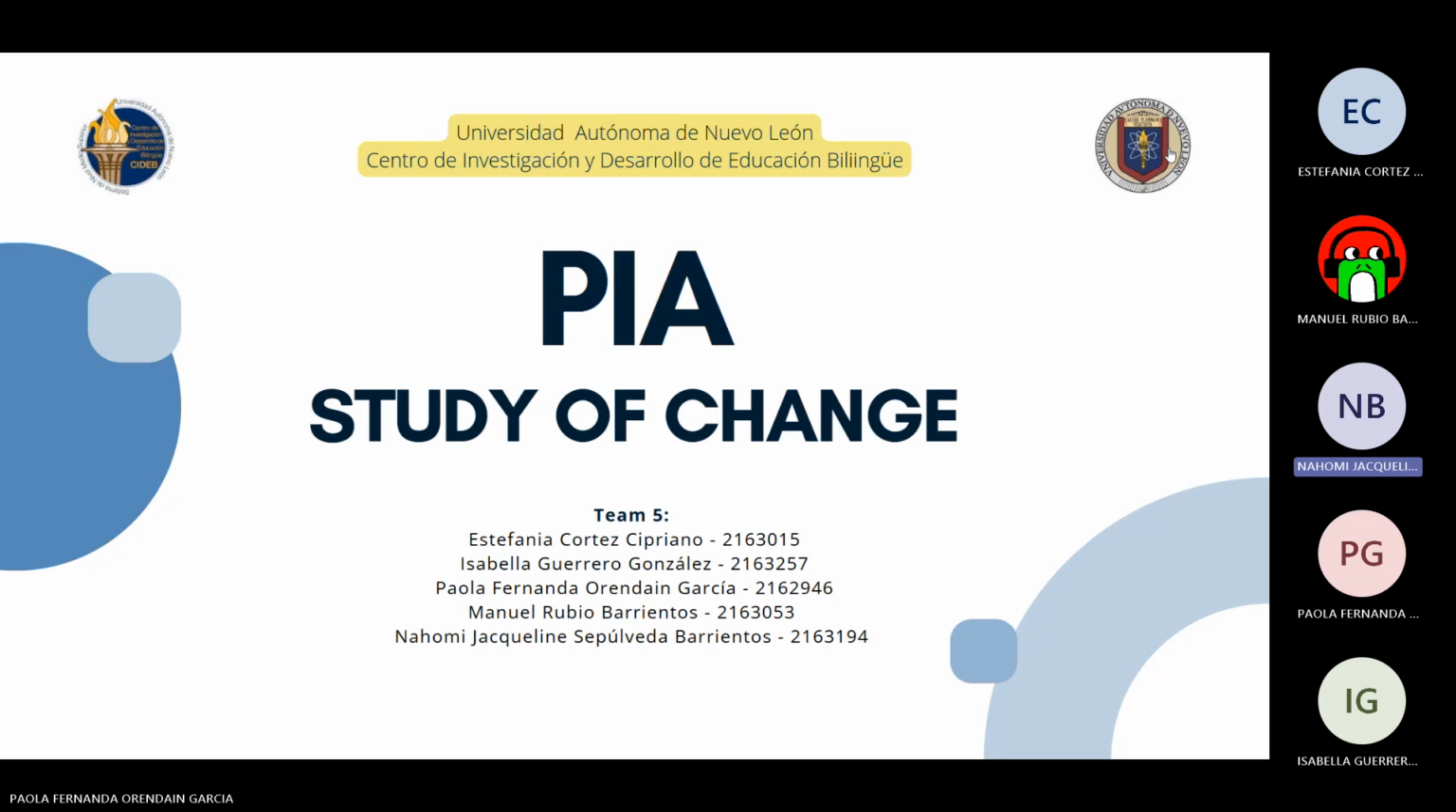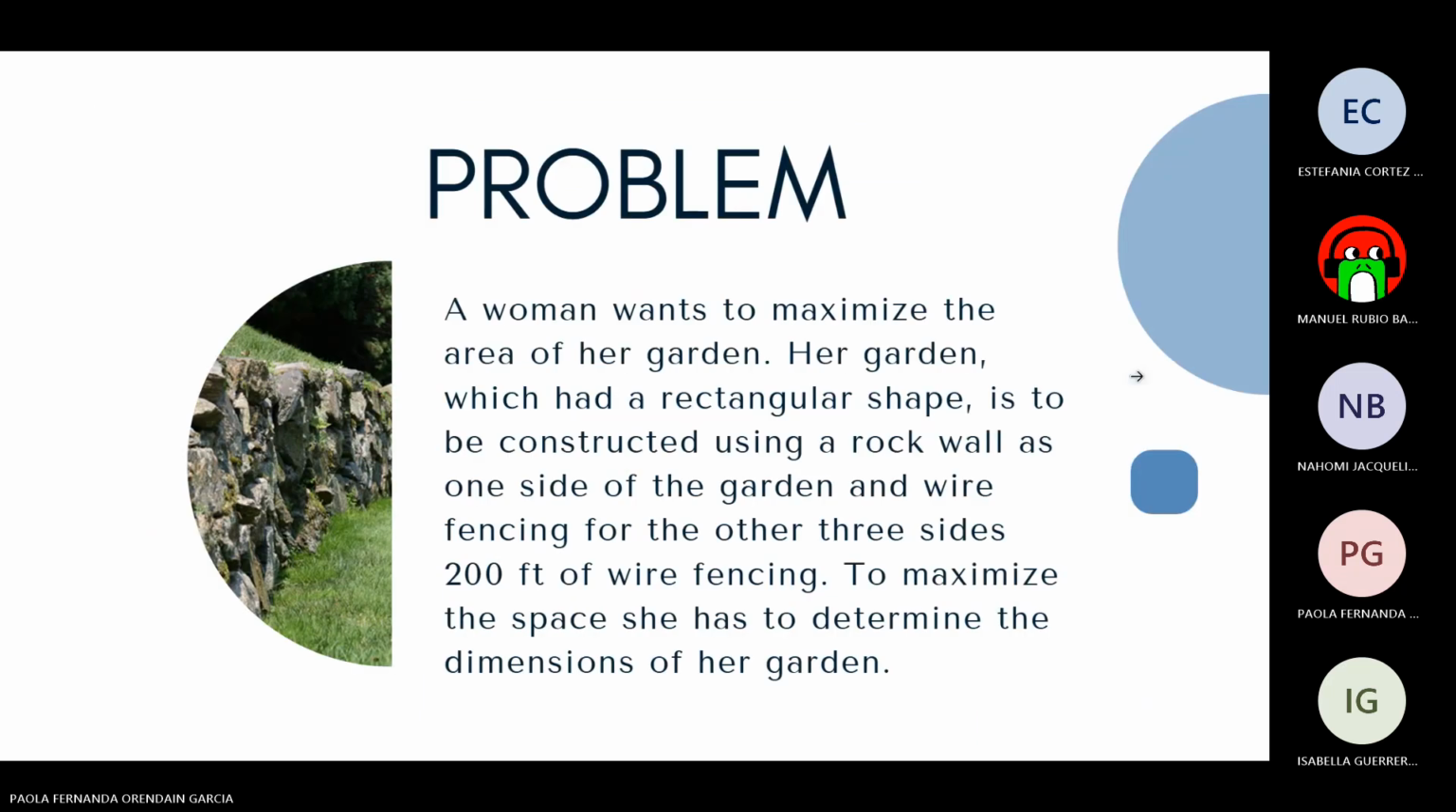We will present our PIA of Study of Change on the topic of optimization. Problem. A woman wants to maximize the area of her garden. Her garden, which has a rectangular shape, is to be constructed using a rock wall as one side of the garden and wire fencing for the other three sides, with 200 feet of wire fencing. To maximize the space, she has to determine the dimensions of her garden.